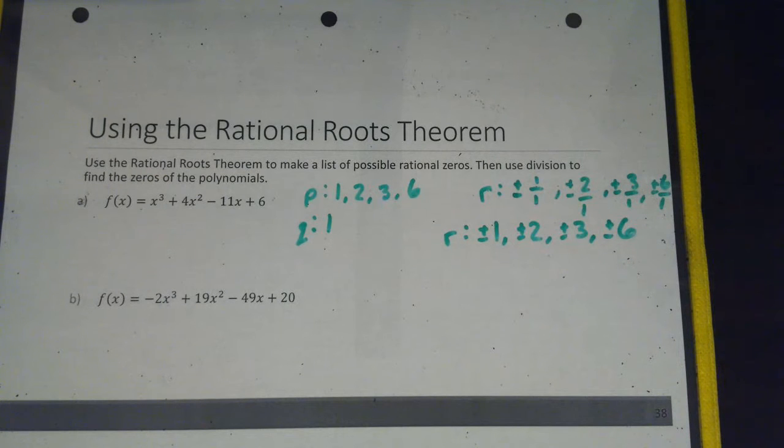So those are all of the possible rational zeros. It wants us to use division to find which ones actually are the zeros. Now, we have graphing calculators, so we're going to put them to use.